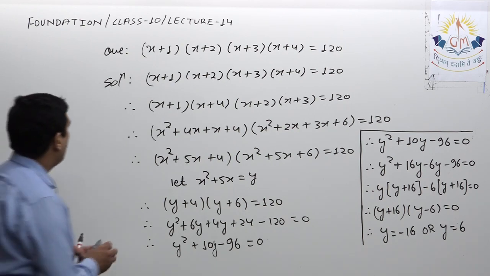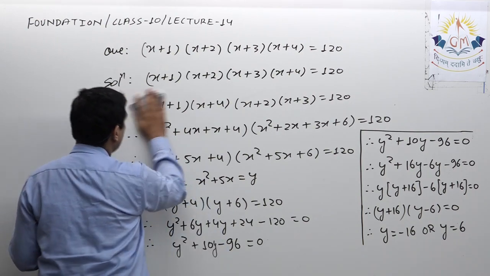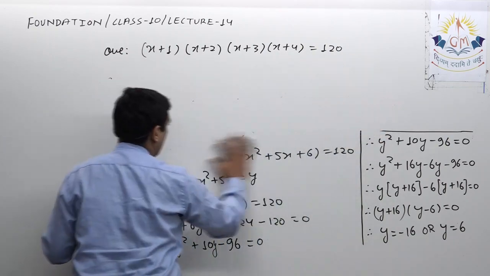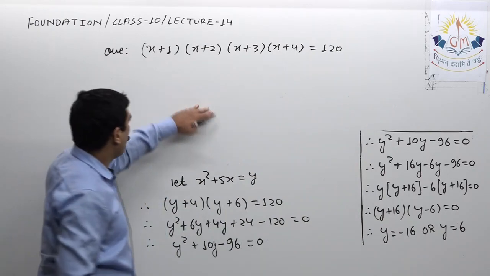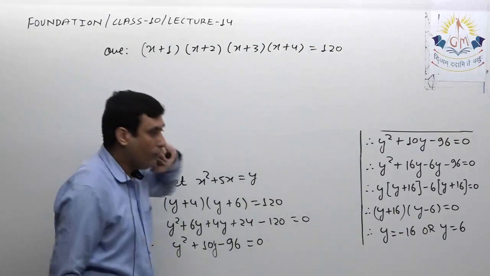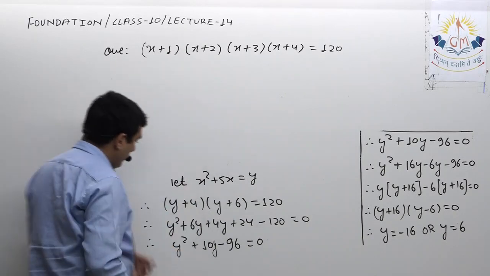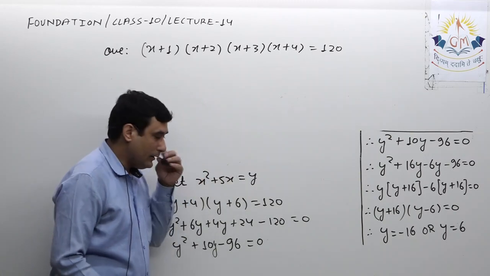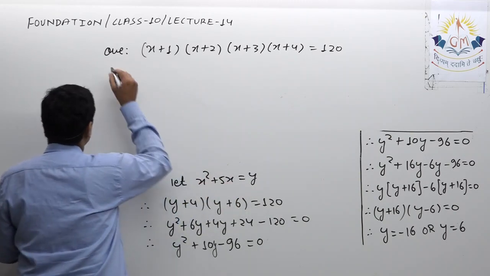Okay, now let us see further how to solve this. Now we'll take y equal to minus 16. We have to solve it for both the values. As you can see, this is a biquadratic equation, which means it may have 4 roots or 4 values of x. So it is quite possible that we'll get 2 values when we put y equal to minus 16 and the remaining 2 when we put y equal to 6.